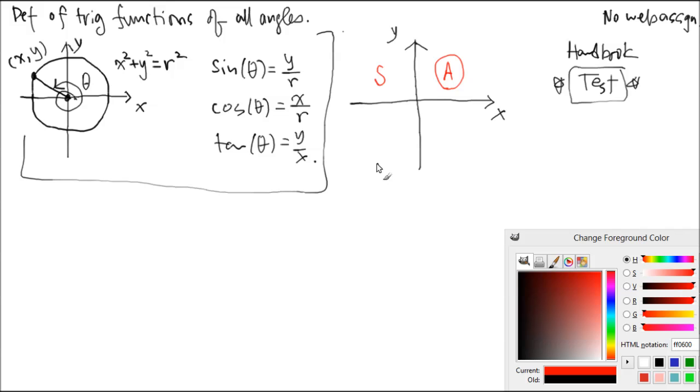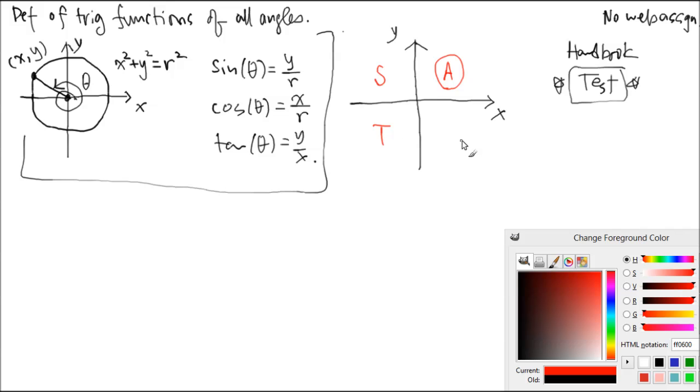How about down here in the third quadrant? y is negative. x is also negative, right? How about tangent? Negative divided by negative becomes positive. So tangent is the only trigonometric function in the third quadrant that remains positive.